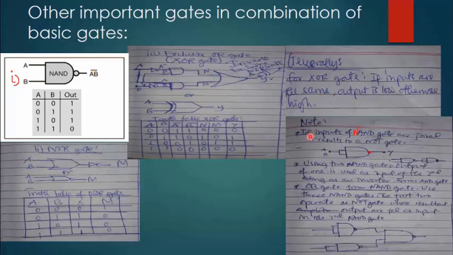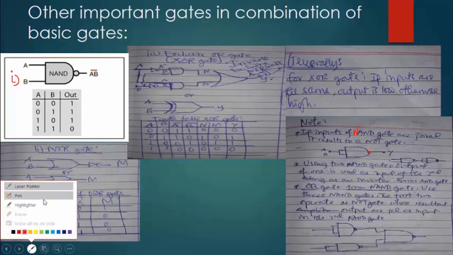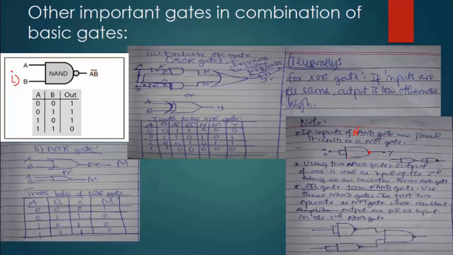So note the various ways in which you can convert the NAND gate into other gates. For instance here, if you fuse the inputs of a NAND gate, you convert this into a NOT gate. So having a NAND gate in which the inputs are fused like that, it's as if you have a NOT gate.